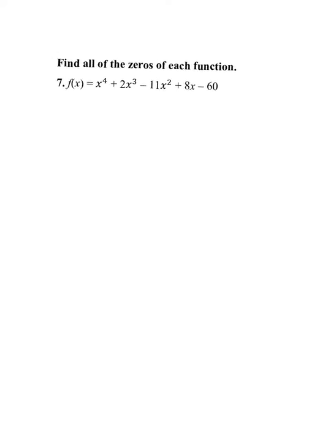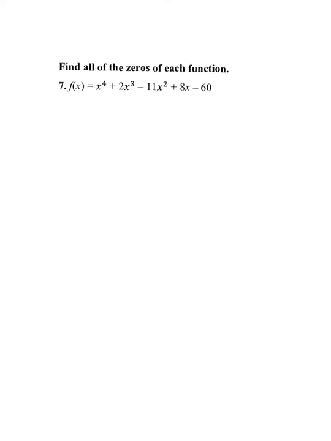All right, for number 7, it says find all the zeros, so not just the rational ones, also the imaginary ones as well. All right, so we would do the exact same thing. Nothing has changed. We're going to go ahead and find all the possible rational roots using P over Q.